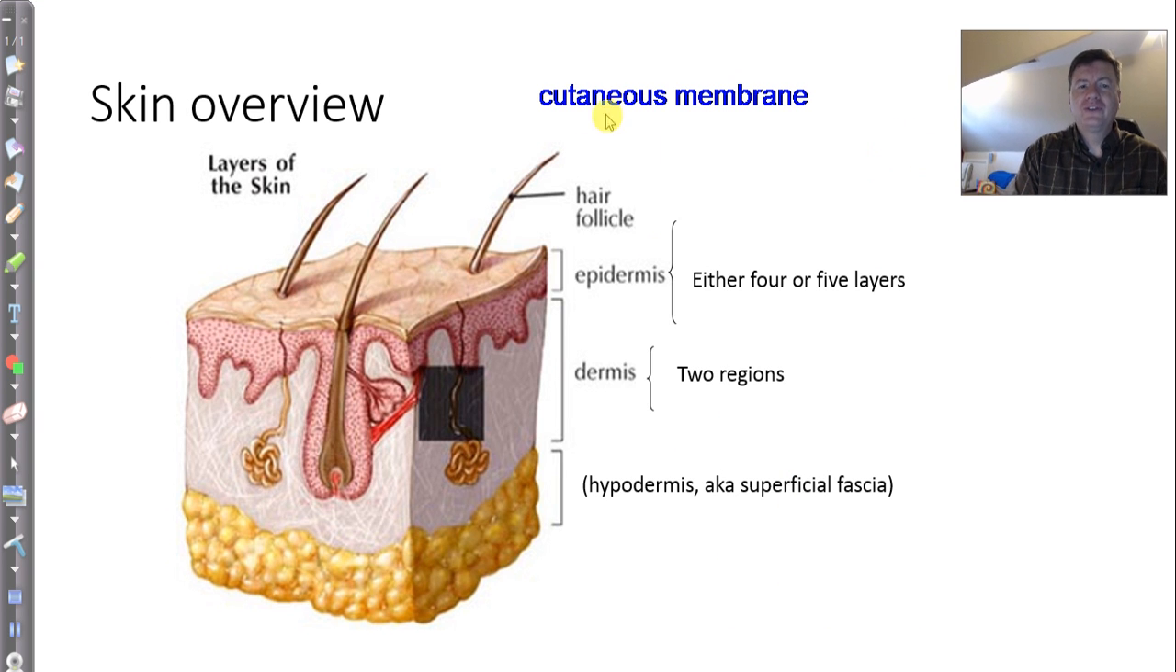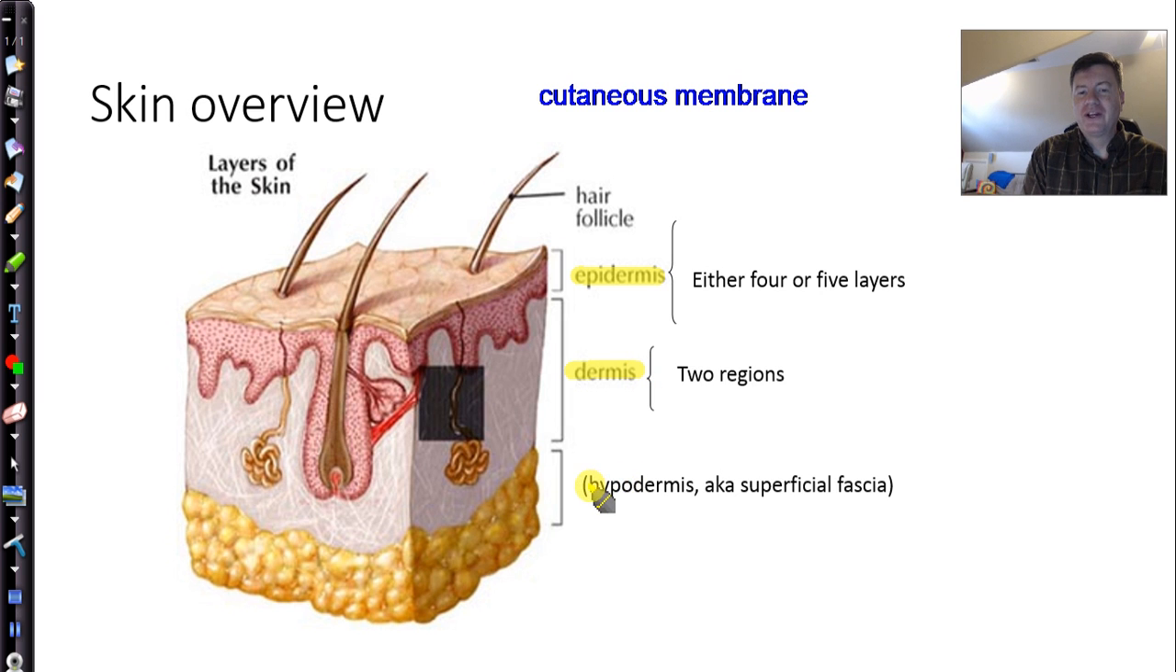Okay, let's look at the skin in overview, and then we're going to zoom in and get to certain parts of this. The skin overview, so just a section of the skin taken out here. Recognize there are two major layers of the skin. There is the epidermis and the dermis. And again, this all still refers to the cutaneous membrane. And we'll get into what's in each of these regions in a second, but these represent the cutaneous membrane proper.